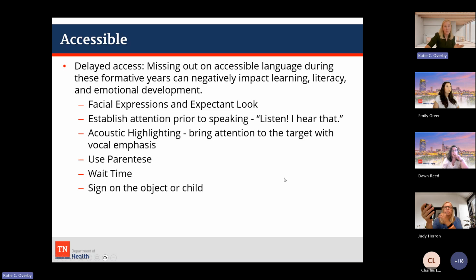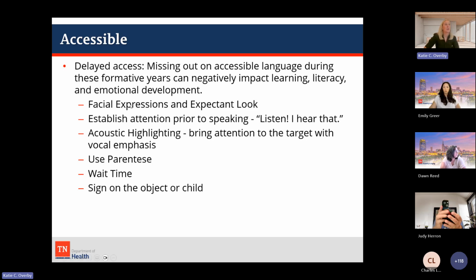So we've hit on this before. We know we have to make the language accessible so that when we miss out on accessible language in those early years, during that critical period of time where you all are the experts, it's not only going to negatively impact language, but it's going to impact their learning and their literacy and also their emotional development. So kind of going into those social emotional skills as we start to mainstream kids into their schools of zone.